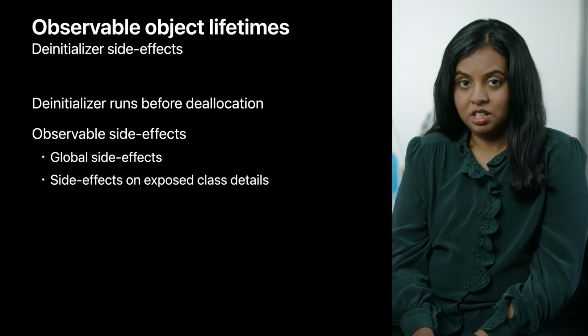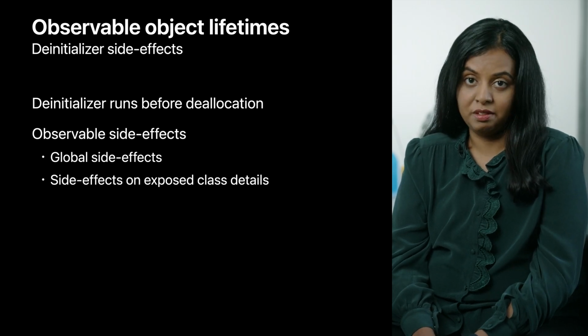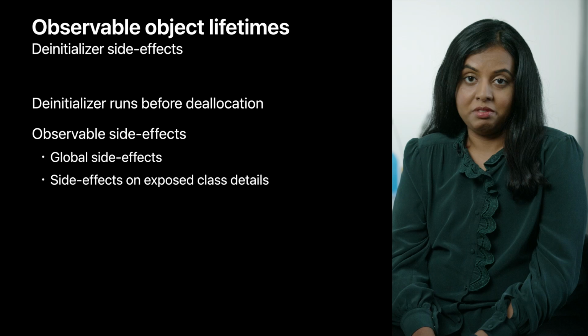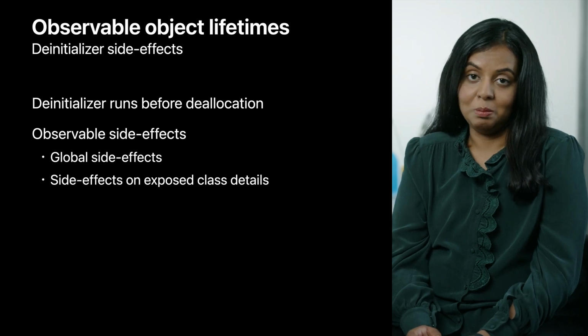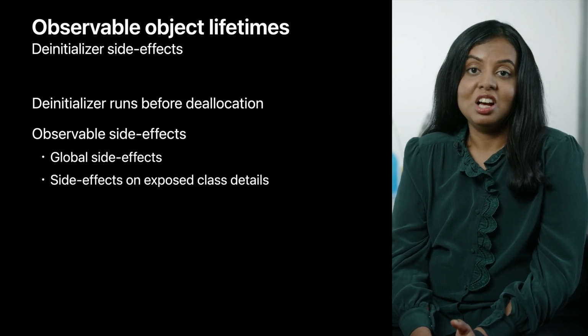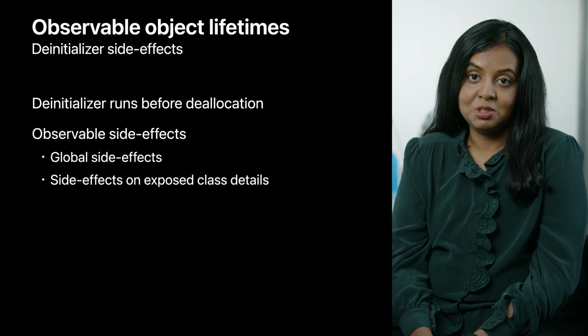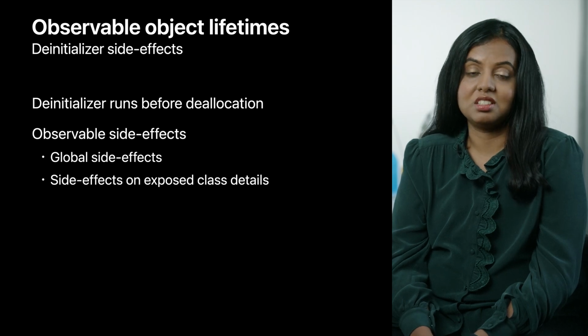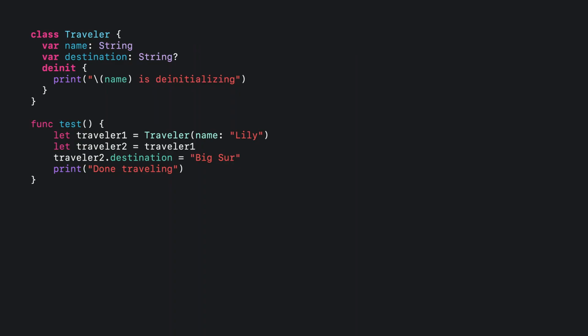If you write code to sequence deinitializer side effects with external program effects, it can lead to hidden bugs, which are uncovered only when observed object lifetime changes due to unrelated reasons. Before I get into how such bugs can come up, let's see what a deinitializer is. This is a repeat of the first example, now with a deinitializer. The deinitializer has a global side effect, printing a message on the console.